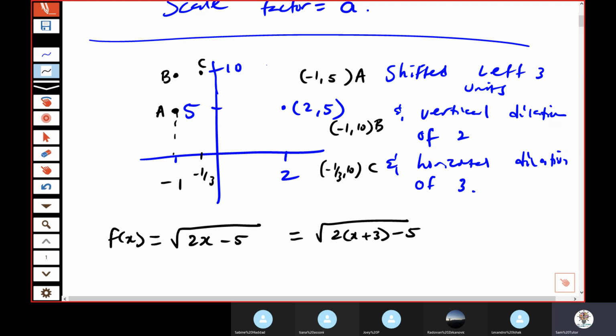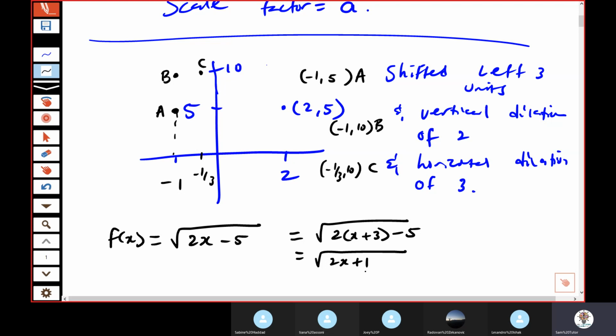Okay, so I'm going to expand. 2x plus 6, take away 5, is 2x plus 1. All good so far? Even though it shifted to the left 3, you can't see that. To you, it looks like it's a plus 1, but that's not how you do it. You just replace your x for x plus 3. That's shifted left 3 units.